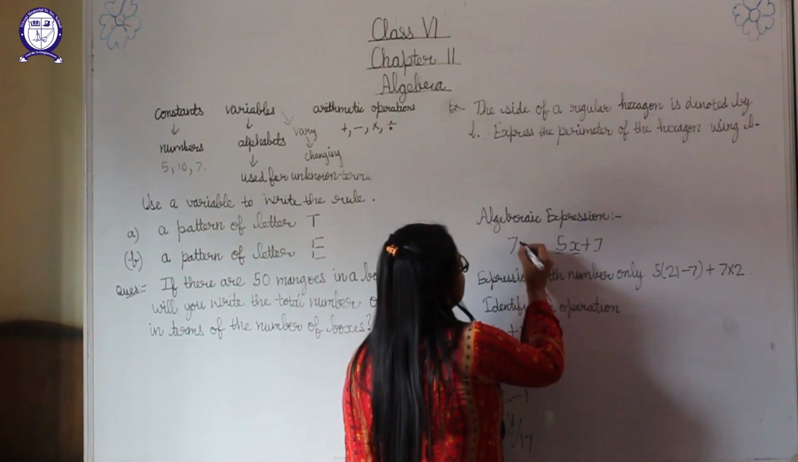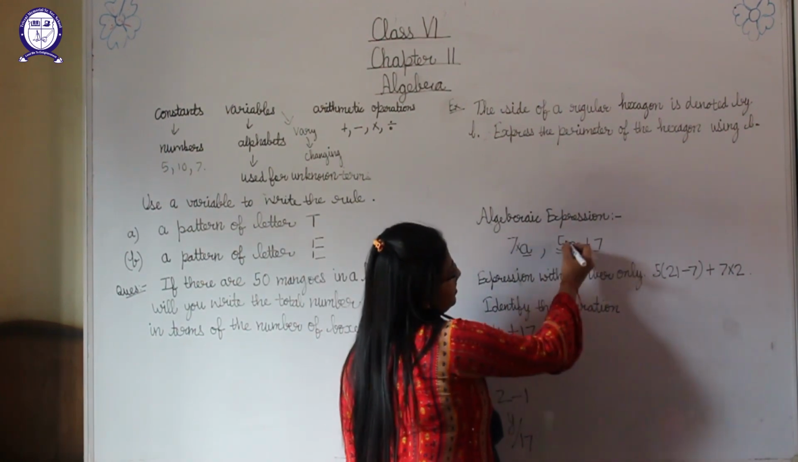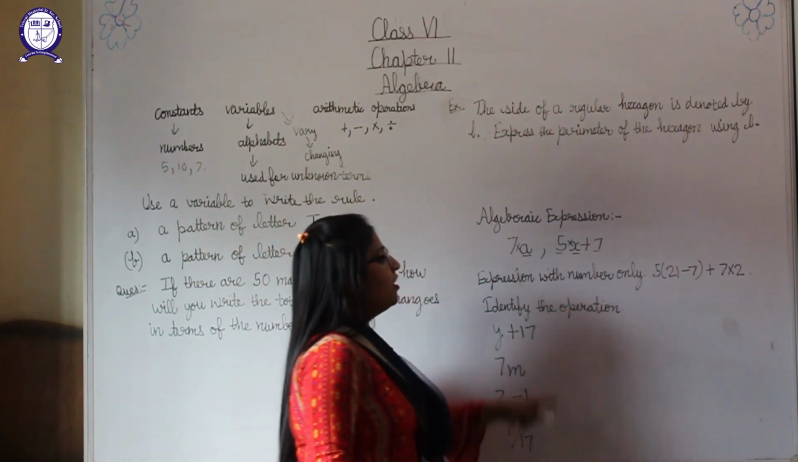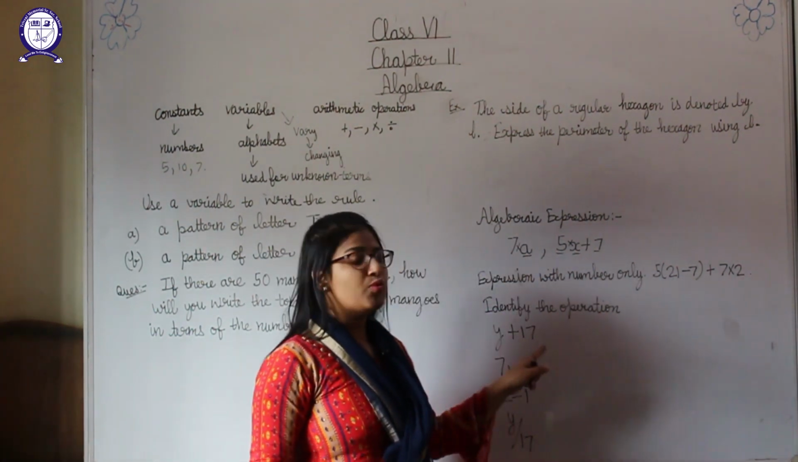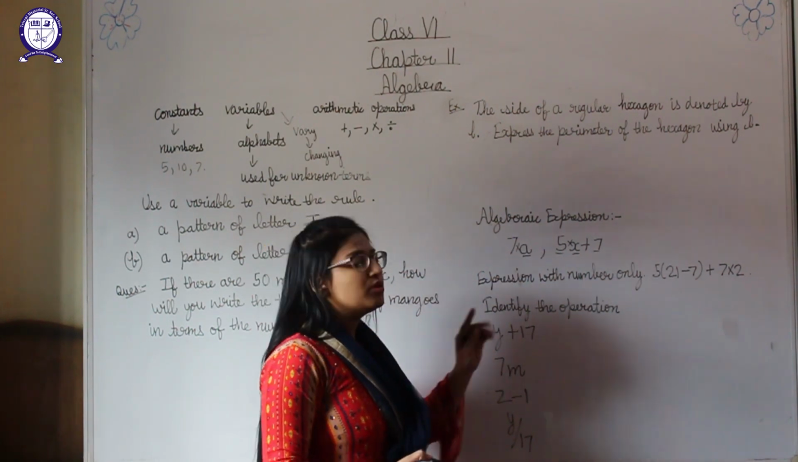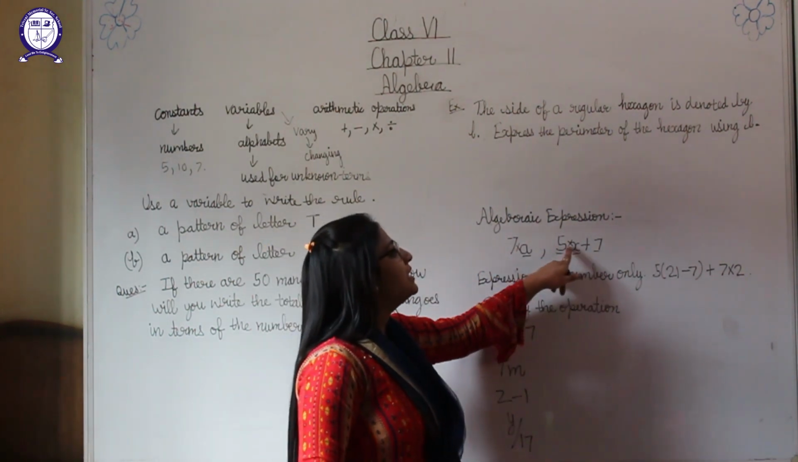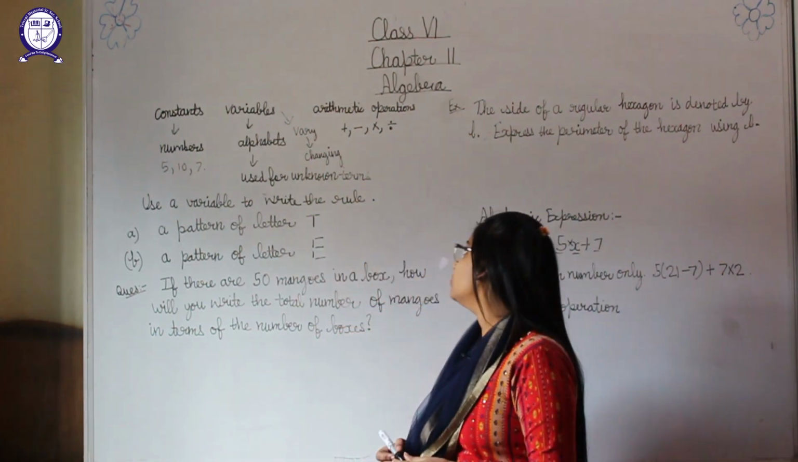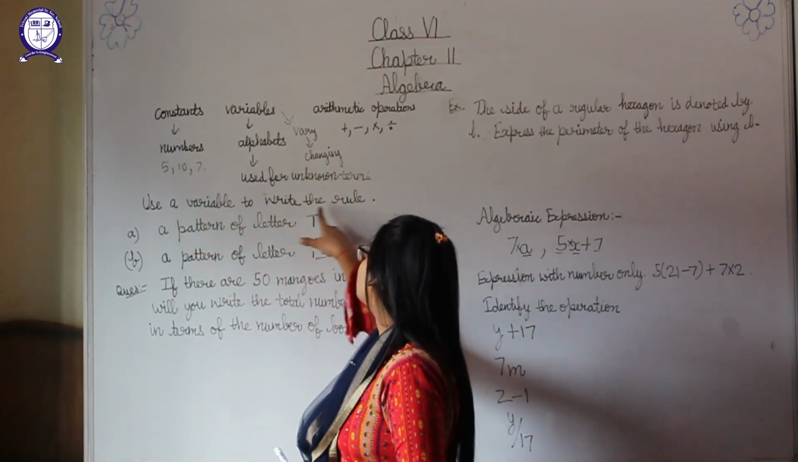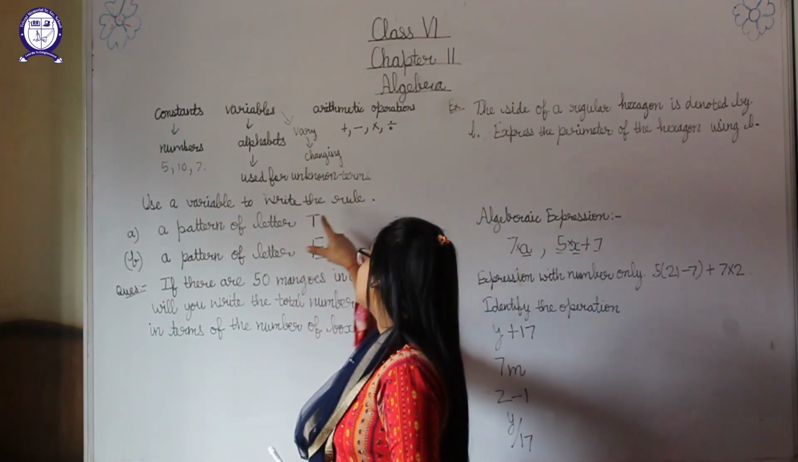In this also there is a multiplication sign, students. In this also there is a multiplication sign. Whenever there is no sign between the constant and the variable, or between two constants, or between two variables, then there is a multiplication sign between them. Okay, now students, let's do some of the questions. Use a variable to write the rule for a pattern of letter T.